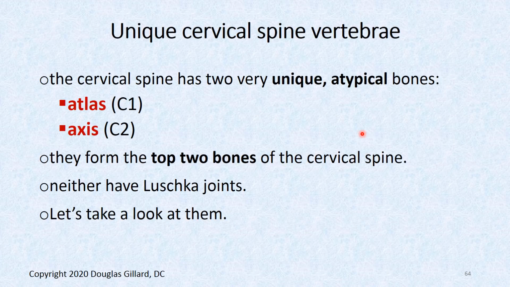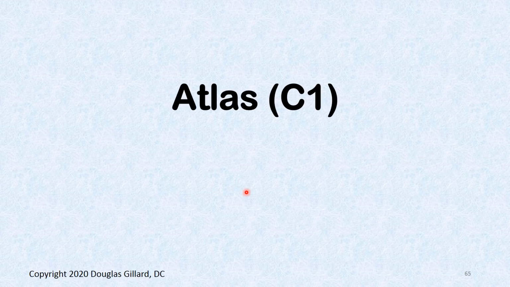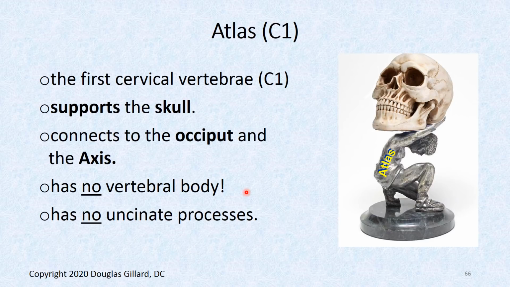All right, atlas and axis, here we go, some strange bones. So very unique to the cervical spine. C1, C2 are called atlas and axis. Top 2 bones. One thing right off the bat that is weird, they don't have any of the Batman ears. They have no Luschka joints. So let's take a look at atlas first.